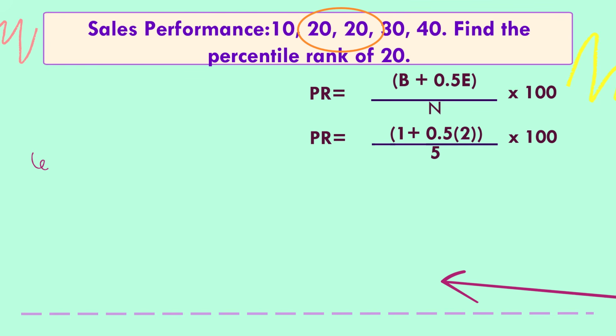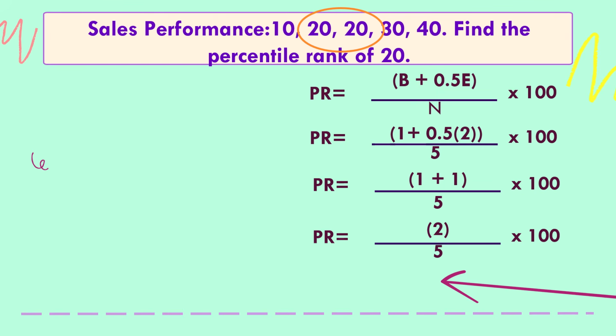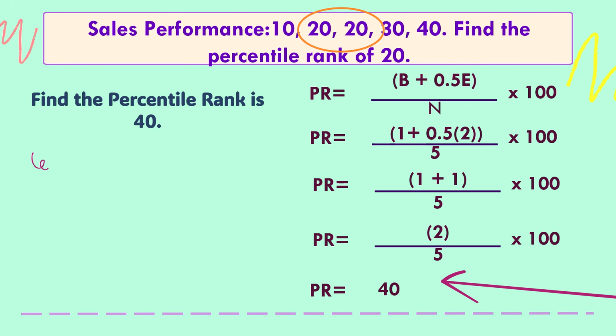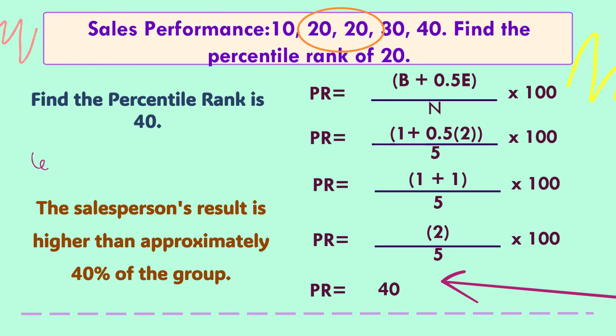1 plus 0.5 times 2, so 0.5 times 2 is 1. 1 plus 1 over 5 times 100. 1 plus 1 is 2 over 5 times 100. So the percentile rank is equal to 40. So what could be the conclusion? It means the salesperson's result is higher than approximately 40% of the group.